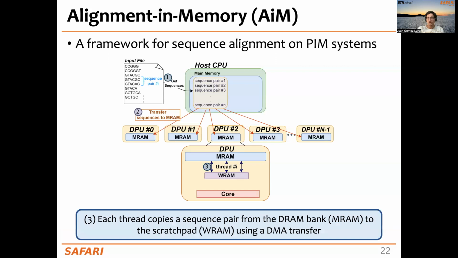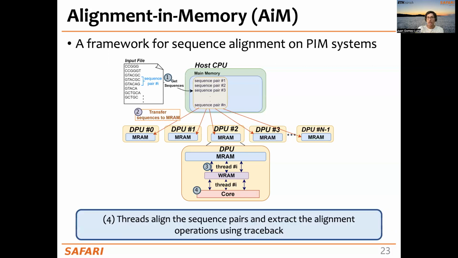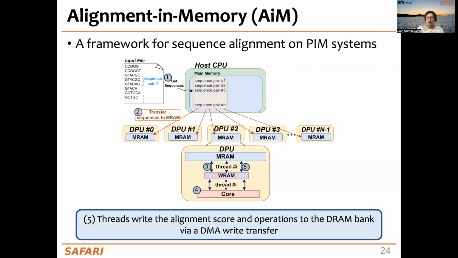In the next step, each thread copies a sequence pair from the DRAM bank to the scratchpad using a DMA transfer, and after that, the threads align the sequence pairs and extract the alignment operations using the traceback operation. Remember that that's the second step of the alignment after having computed the scoring matrix. In step number 5, the threads write the alignment score and operations to the DRAM bank via a DMA write transfer. So after the alignment is done, the result will be saved by the thread in the MRAM, where it will later be accessible to the host CPU.